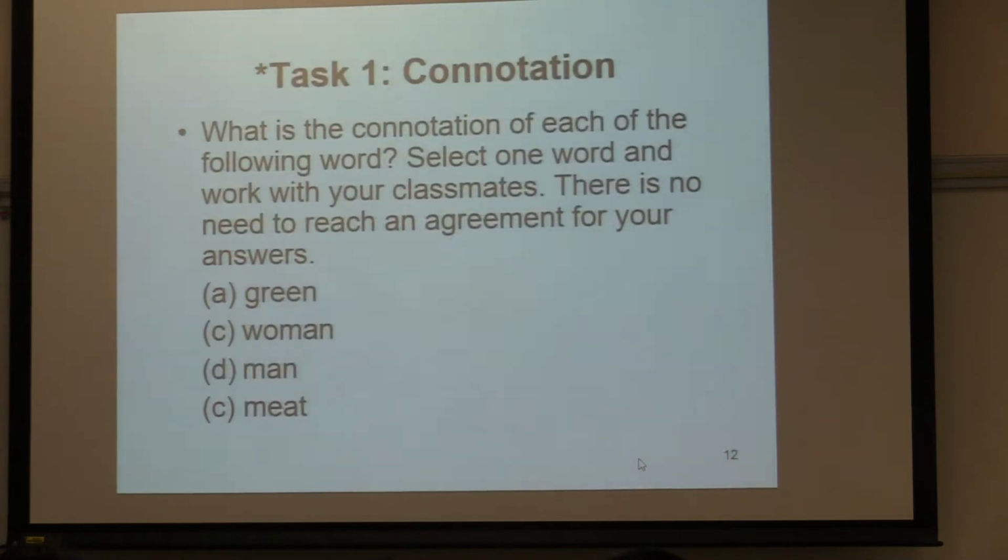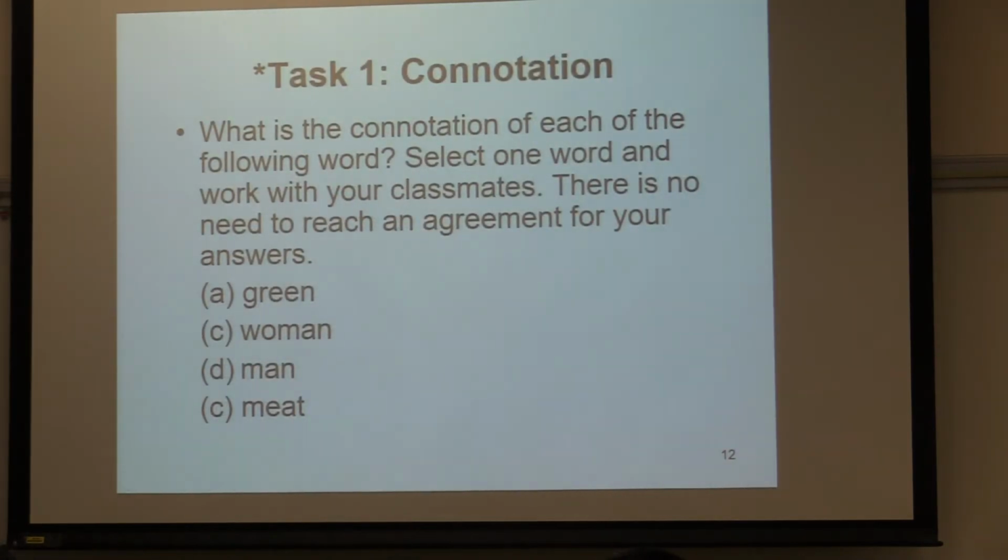Now, what is the connotation of each of the following words? Can you do it now? You can do it individually first, and afterwards you can share with your classmates to say whether you have the same or different.